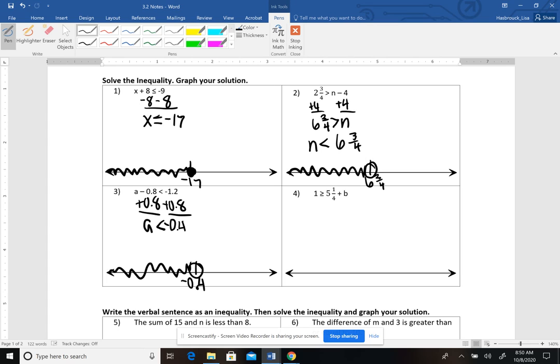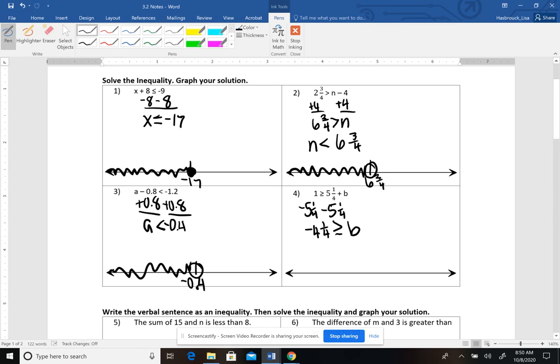For number 4, we have 1 is greater than or equal to 5 1/4 plus b. I'm going to start by moving the 5 1/4 to get the b alone. Since it's a positive 5 1/4, to move it, I subtract 5 1/4 from each side. 1 minus 5 is a negative 4, and we still have that 1/4 is greater than or equal to b.